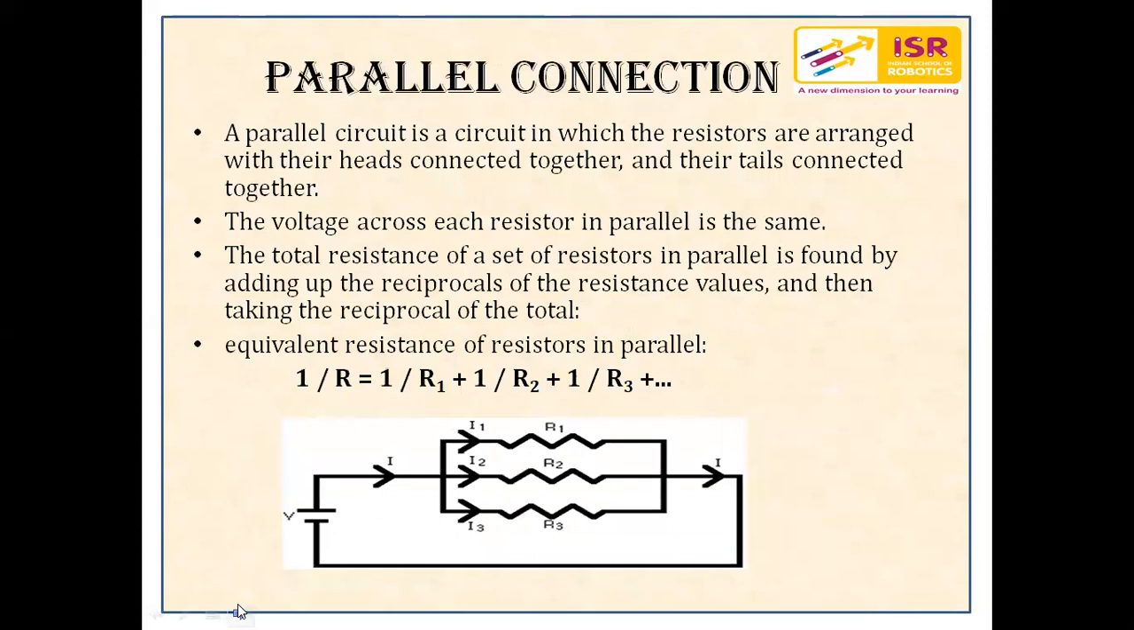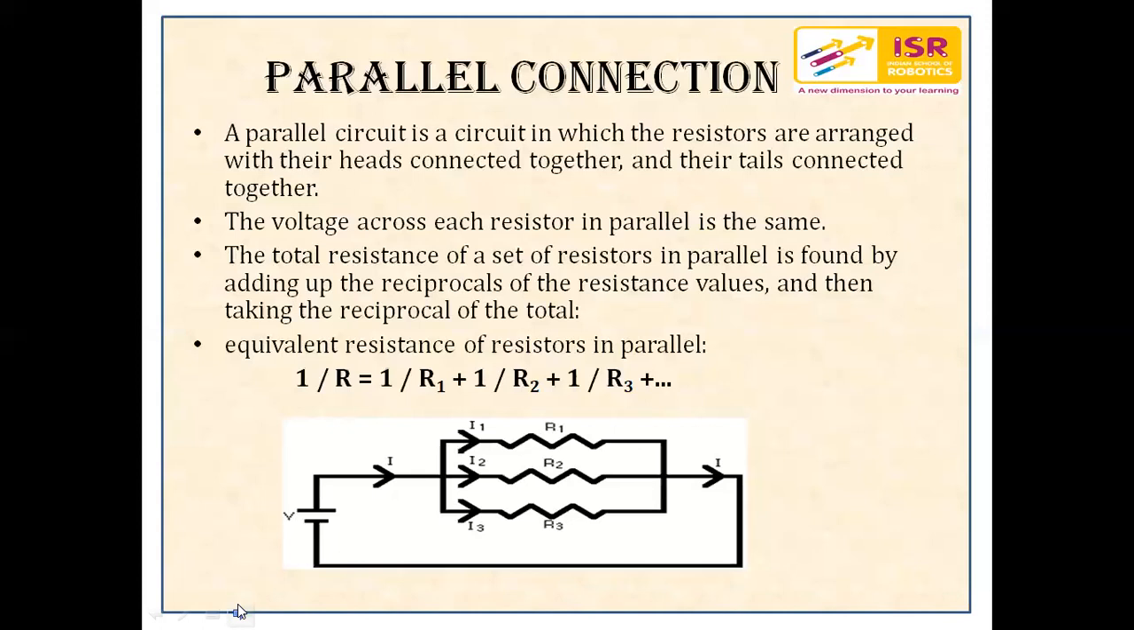Now the parallel connection. A parallel circuit is a circuit in which the resistors are arranged with their heads connected together and their tails connected together. That means terminal 1 of all the resistors are connected together and terminal 2 of all the resistors are connected together. But in case of your parallel connection, the current flowing through the three resistors will be different, but the voltage will remain the same. That is the difference between parallel and series connection.